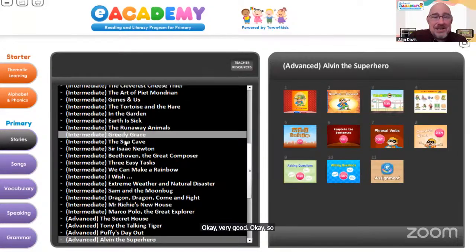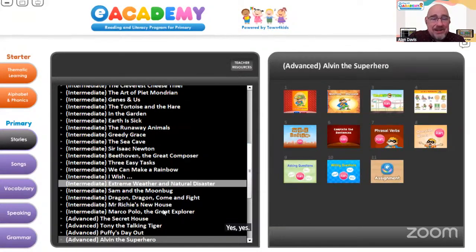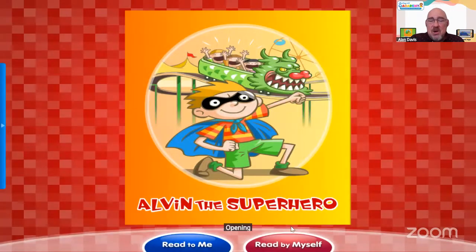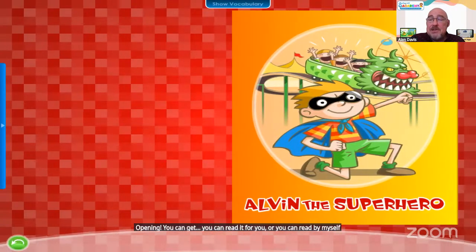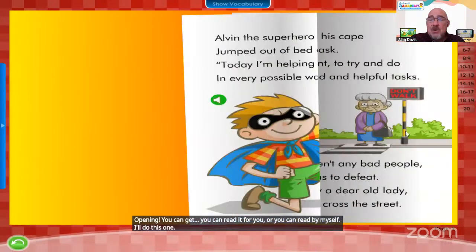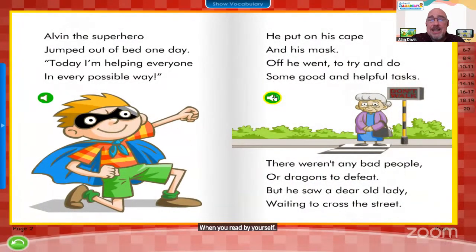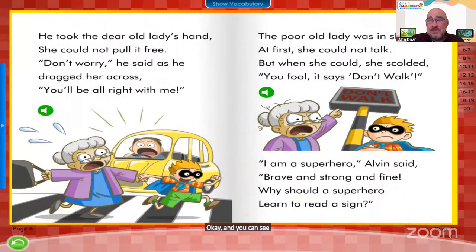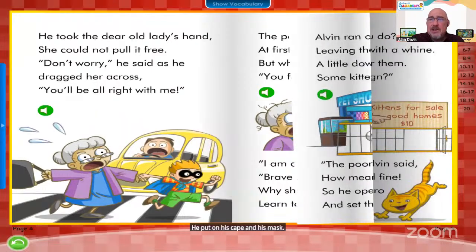Okay, so I'll go back and show you where I found it. Here it is. Opening Alvin the superhero. You can have it read for you, or you can read by yourself. I'll do this one. When you read by yourself, you can just click. He put on his cape and his mask. Okay, and you can see it is very easy to maneuver.